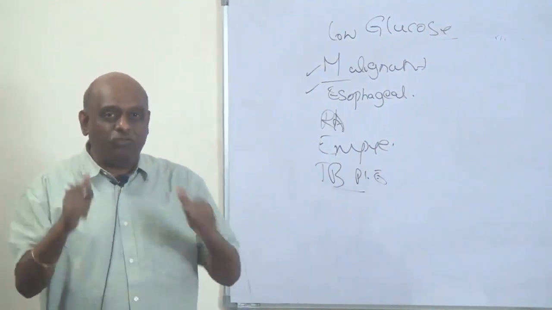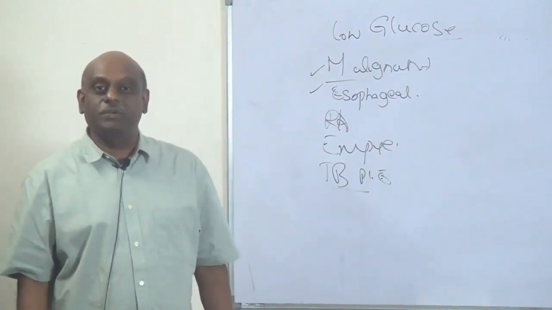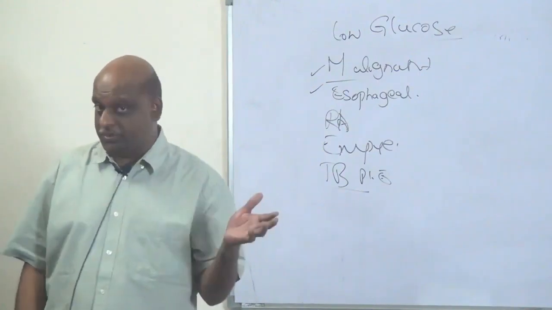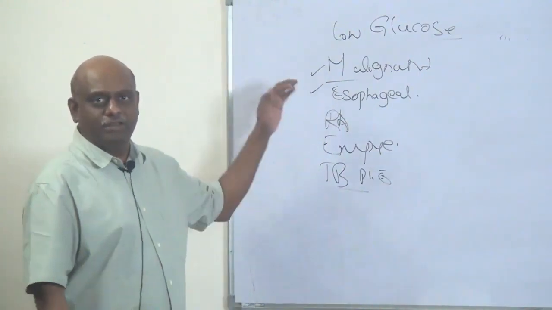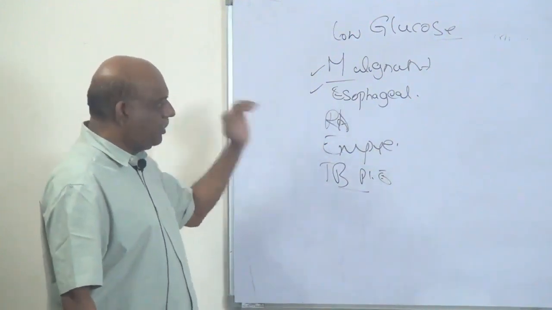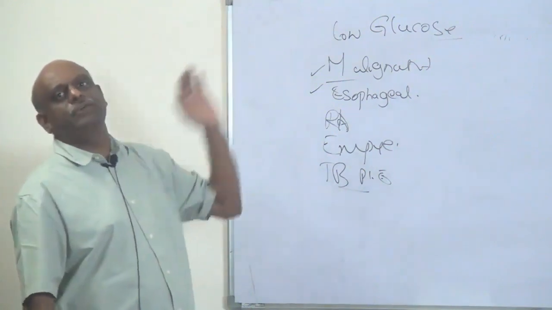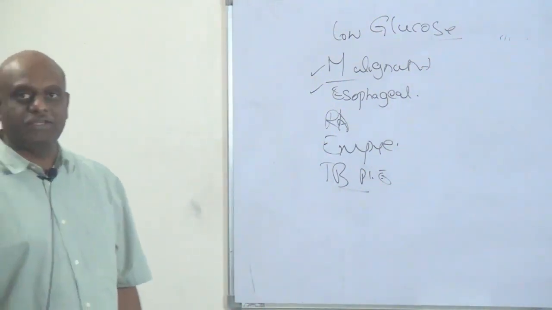That's why tomorrow in the ward rounds when you join MD General Medicine, what will your chief ask you? Tell me what are all the conditions that lead to low glucose in pleural effusion. What is your answer? Malignant pleural effusion, esophageal perforation, rheumatoid arthritis, empyema and TB pleural effusion are the conditions which you should not basically forget.